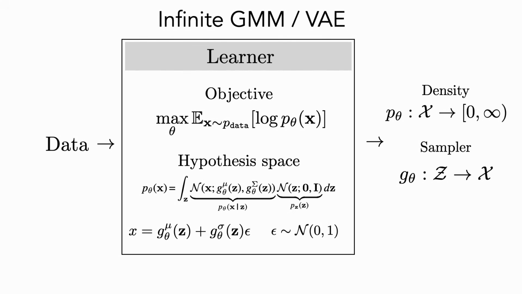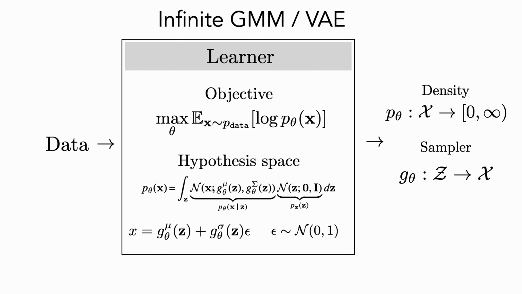Okay, so here is the entire objective function and hypothesis space of a variational autoencoder, or in this case, just an infinite Gaussian mixture model. The variational autoencoder is one type of approach that uses this model. So the objective function is going to be to do maximum likelihood. I'm going to maximize the likelihood that my model places on the data. And the hypothesis space is going to be an infinite mixture of Gaussians.